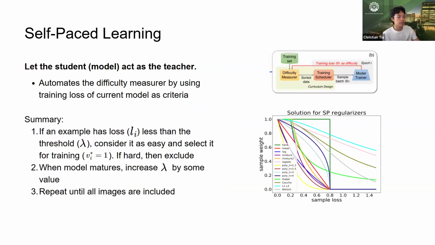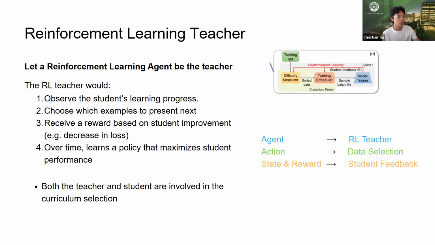Yes, in self-paced learning, the student does decide the difficulty measure. However, the difference is that in reinforcement learning, you have an independent teacher that can decide both the difficulty measure and the training scheduler. So in this case, the agent would be the RL teacher. The action is selecting new data for the training, and the state and reward are the student feedback.